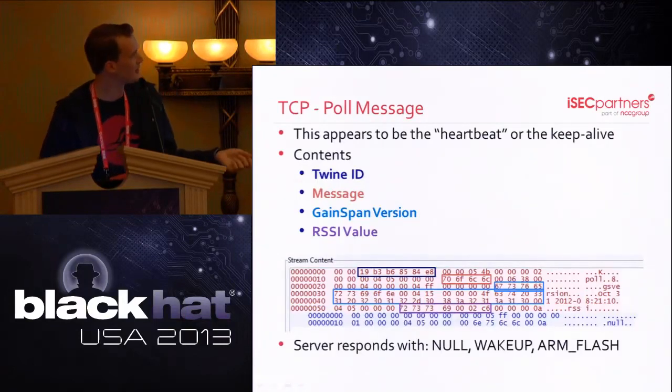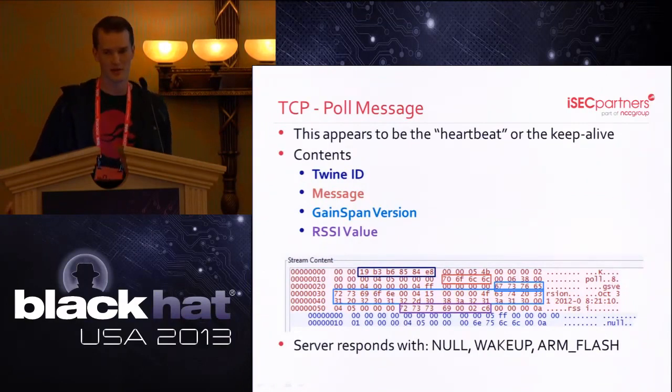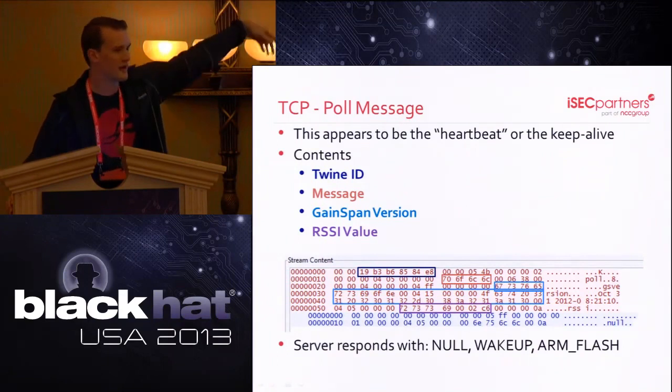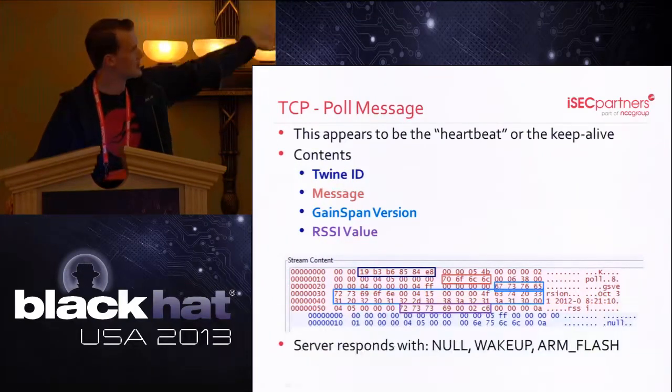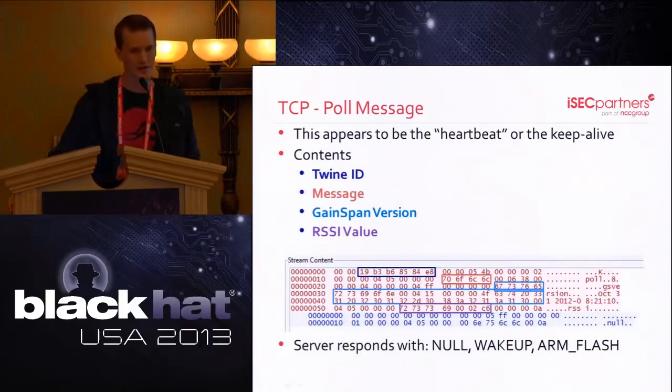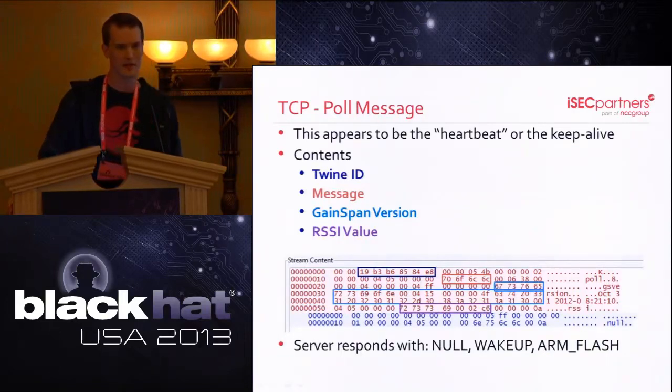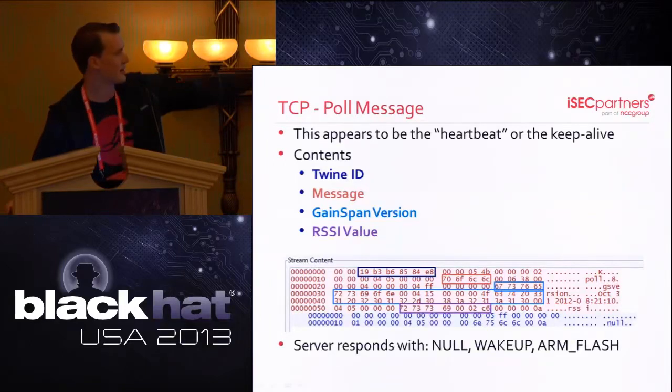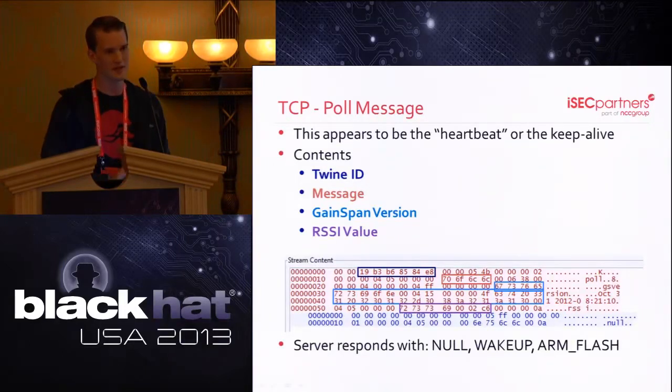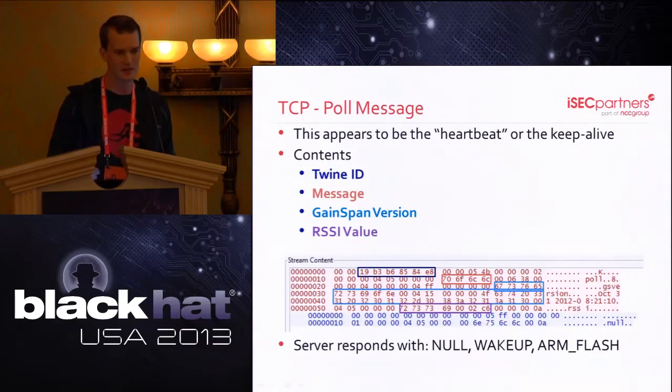So the poll message itself is essentially just a heartbeat with the Twine backend. And here we have a number of different fields: the Twine identifier, which is unique to every Twine, the message type, the firmware version, and the RSSI, which is the received signal strength indicator. And that's, again, just the Wi-Fi signal strength with the access point. And now the server will respond in a couple of different manners. The first is just generally a null, which does nothing. And then the second, or the last two, wake up and ARM flash, are linked together. It's essentially waking up the Twine device and preparing it to be updated and flashed.